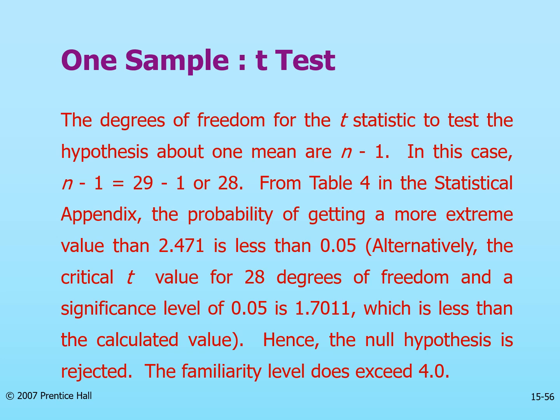Alternatively, the critical t value for 28 degrees of freedom and a significance level of 0.05 is 1.75, which is less than the calculated value. Hence, the null hypothesis is rejected, because the familiarity level does not exceed 4. But here the familiarity level has been exceeded. So by both calculations, we are saying that the null hypothesis has been rejected. So we can use Likert scale data also to solve the problem.